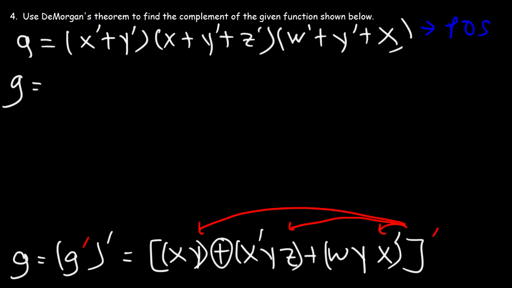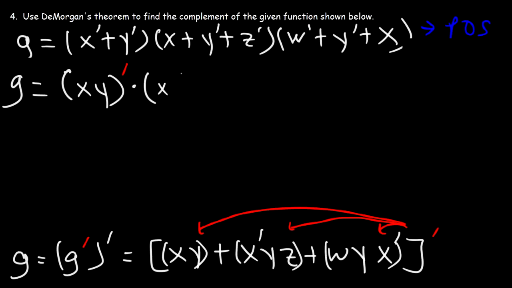Now remember, as you distribute the complement to the parentheses, the stuff inside the parentheses does not change. So we're going to have XY, that shouldn't change. And then we're going to put the complement symbol outside of that. The OR is going to become AND, so let's put multiplication here.